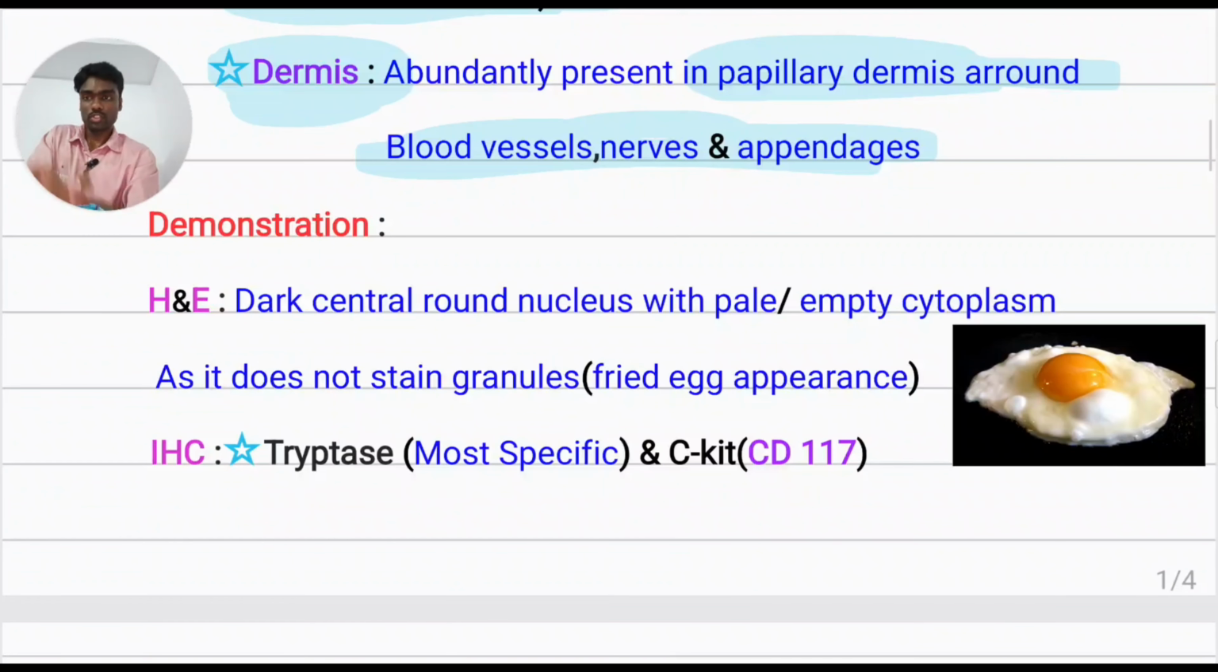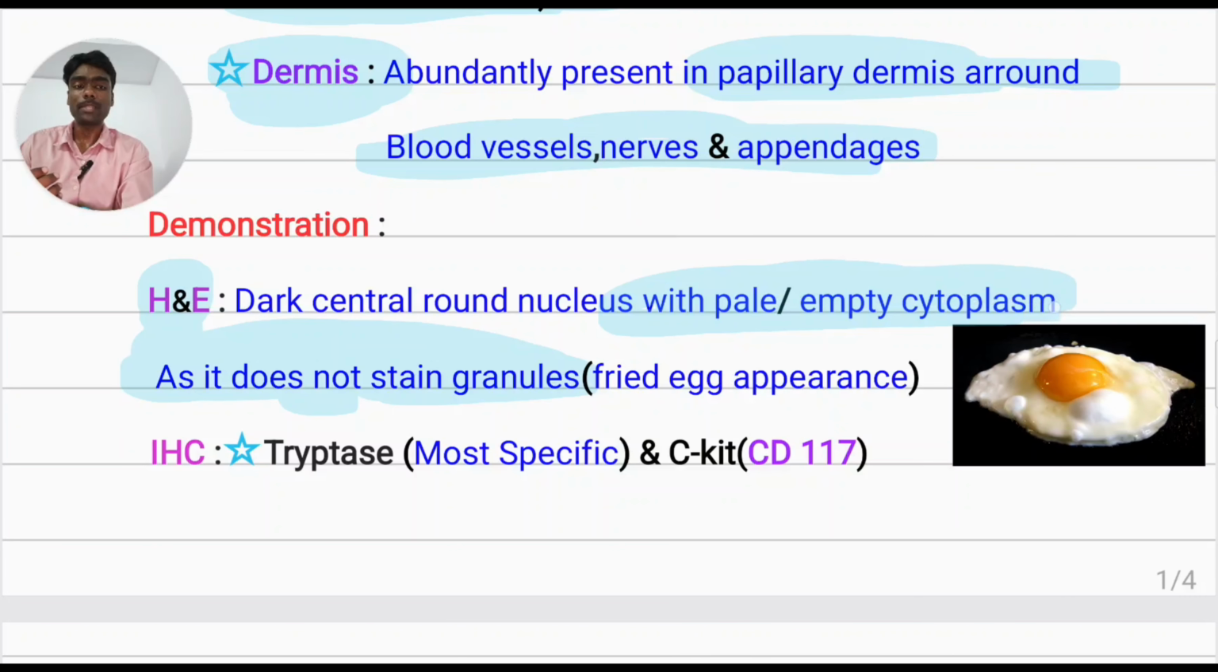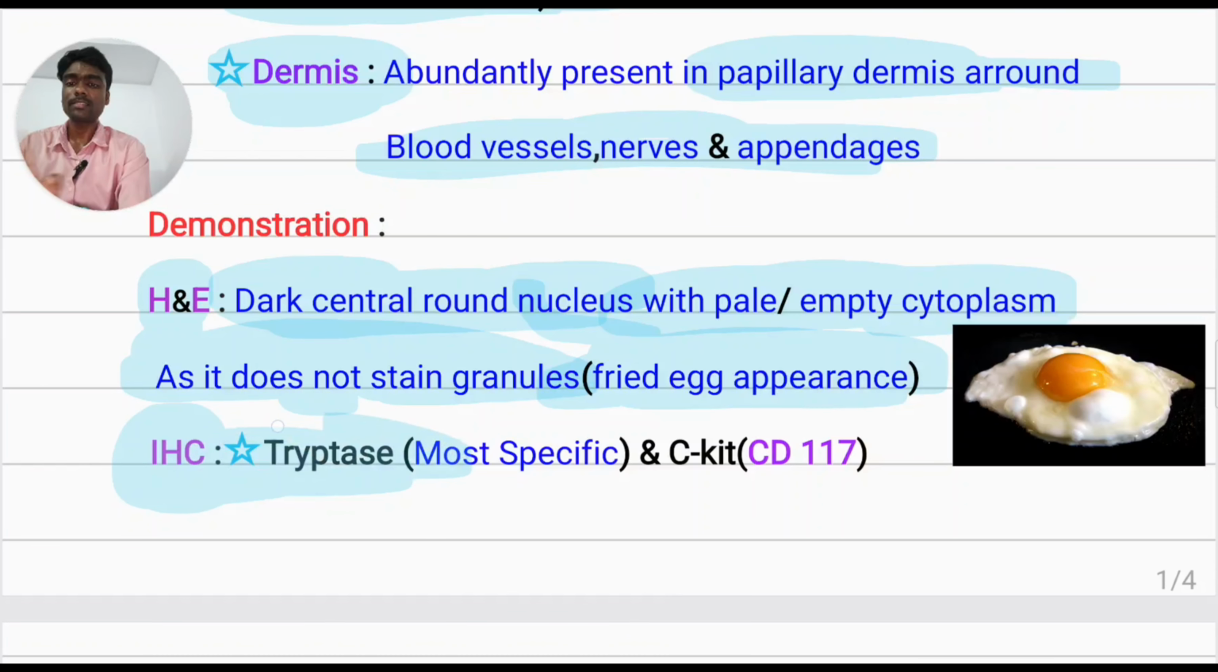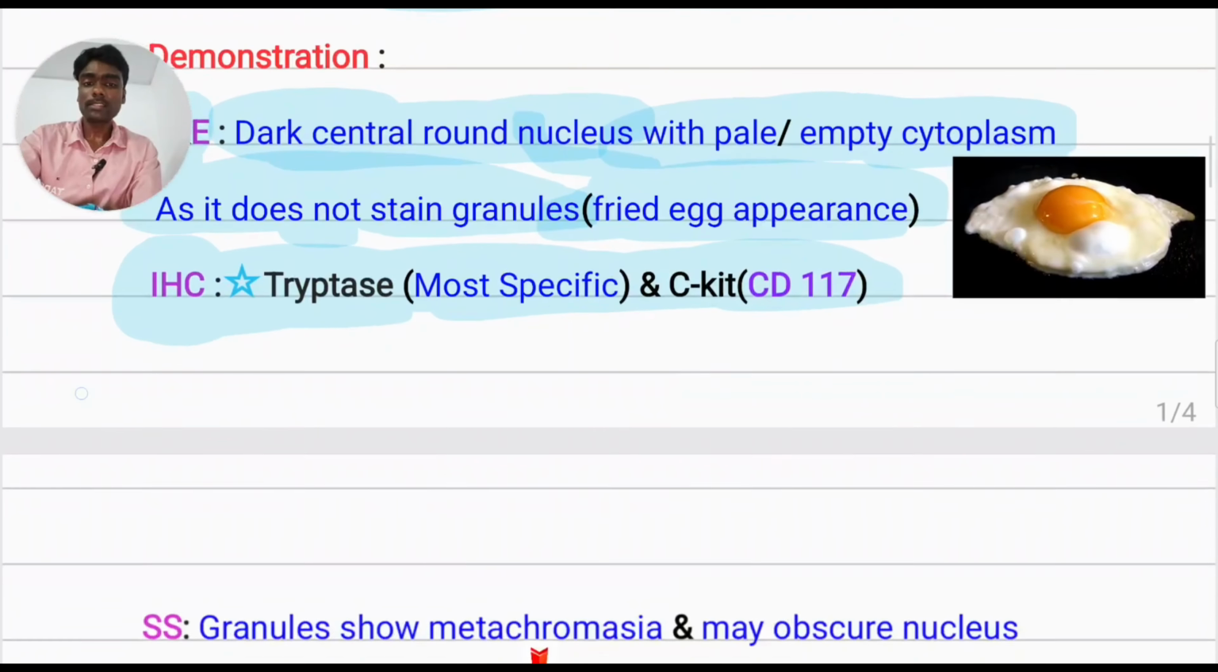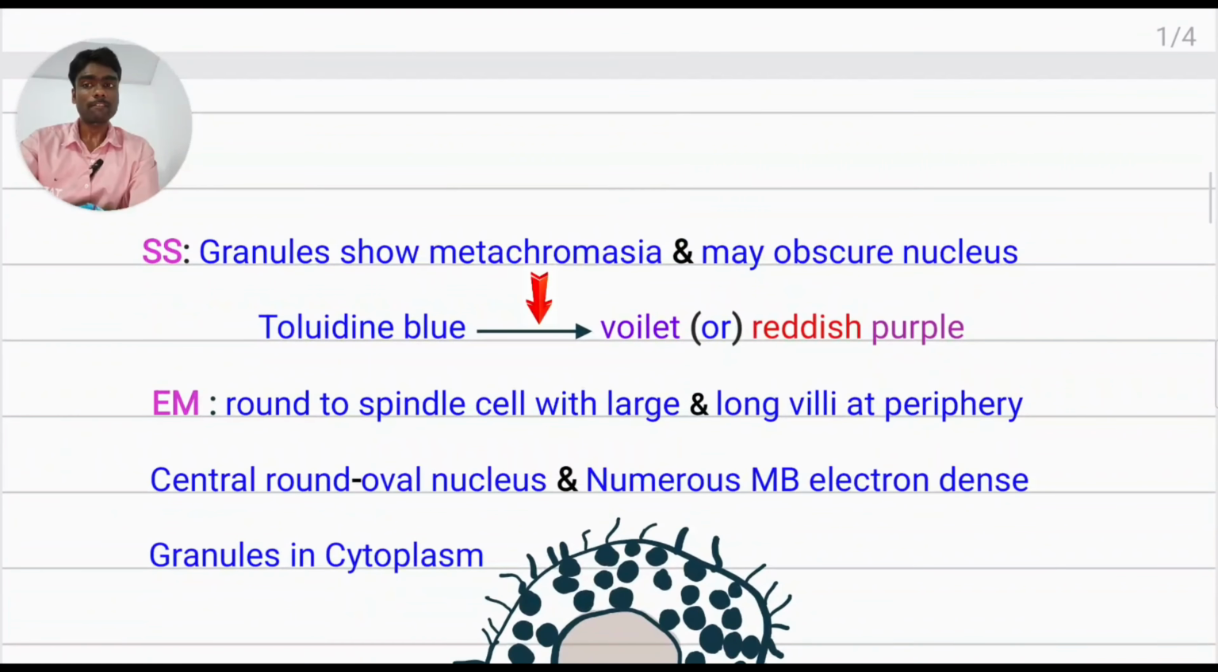Coming to its demonstration, on routine H&E stain, as it cannot stain the granules, the cytoplasm will look pale and empty with a dark central round nucleus, giving rise to a fried egg appearance. The most specific immunohistochemical marker of mast cell is tryptase. The other marker is c-KIT, also known as CD117.